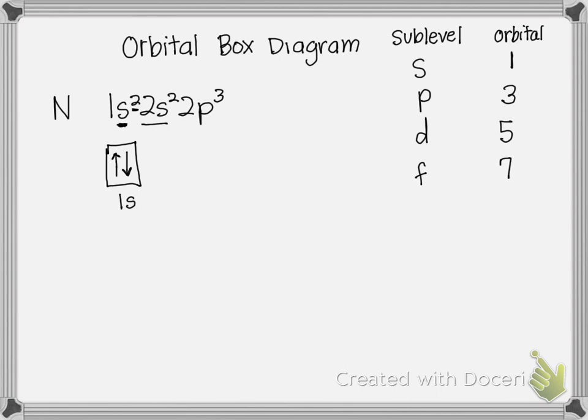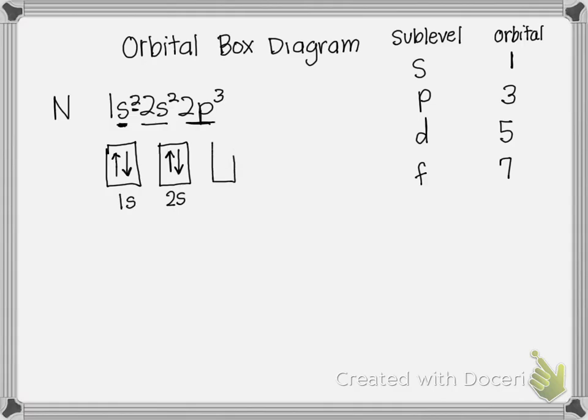Then I go to 2s. Well, S again is only going to have 1 box, and my boxes tend to get messy. This is never anything I would do for long electron configurations. Maybe if I was at the end of an electron configuration, like an abbreviated one. So 2s2, so I have 2 electrons, so 2 arrows. They can be half arrows, they can be full pointed arrows, but one has to go up and one has to go down. And then we have the P's.